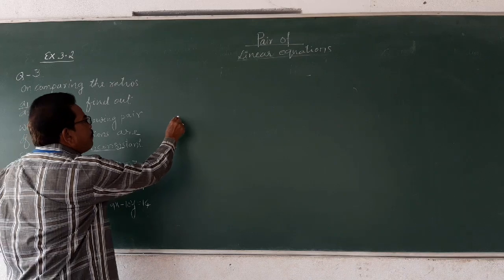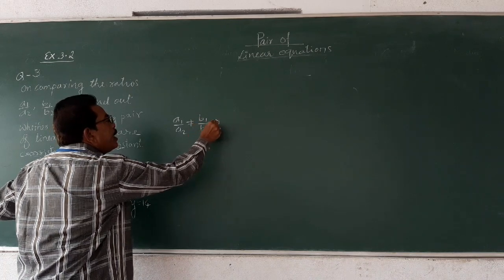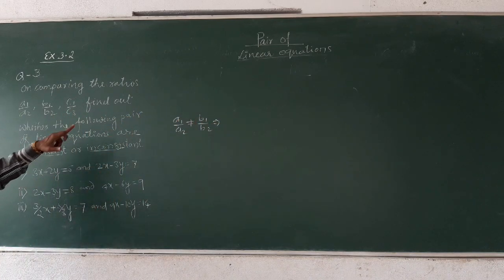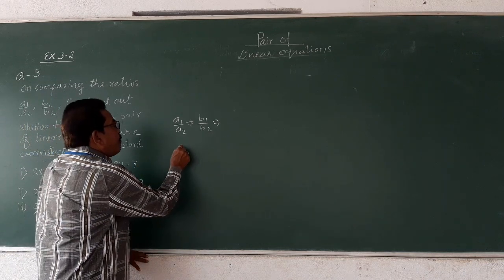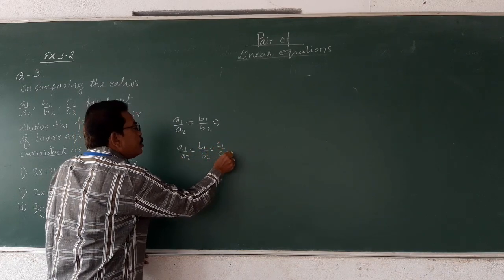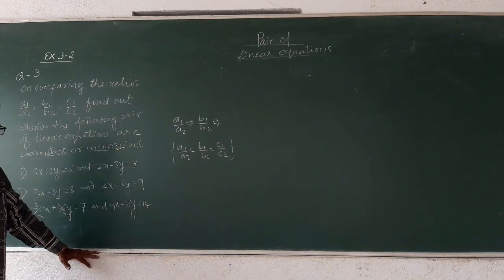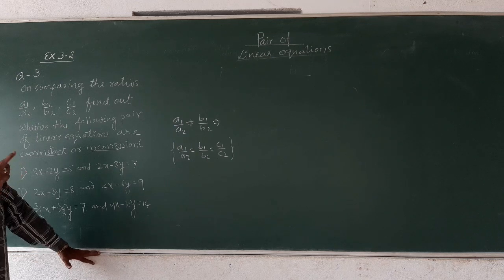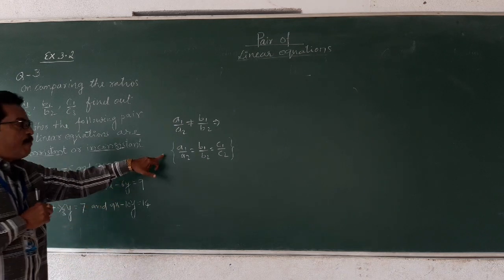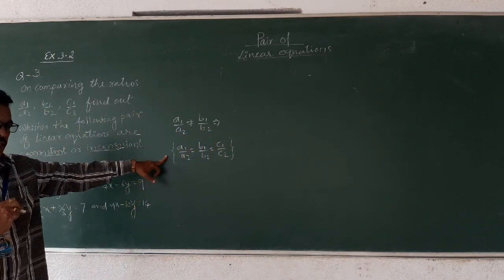For example, if a1 by a2 is not equal to b1 by b2, it has a unique solution. That means that is a consistent pair of linear equations. Then if a1 by a2 equals b1 by b2 equals c1 by c2, here we have infinitely many solutions. That type of pair of linear equations also implies the consistent form of equations.